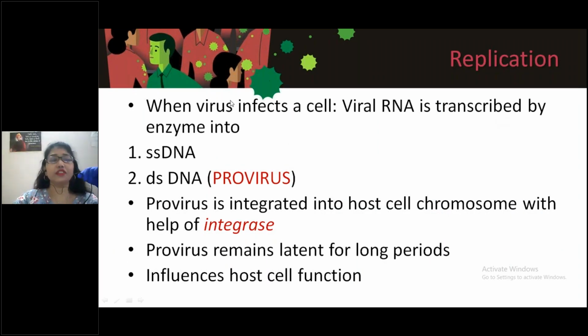Whenever the virus infects the cell, the viral RNA is transcribed by an enzyme into single-stranded DNA and then into double-stranded DNA. That is the reverse transcriptase enzyme. Once the reverse transcriptase enzyme produces the double-stranded DNA, that is the provirus, this provirus is integrated into the host cell chromosome with the help of the enzyme integrase. Then the provirus remains latent for long periods, and this can influence host cell function.